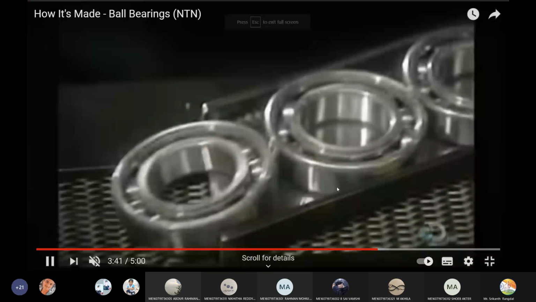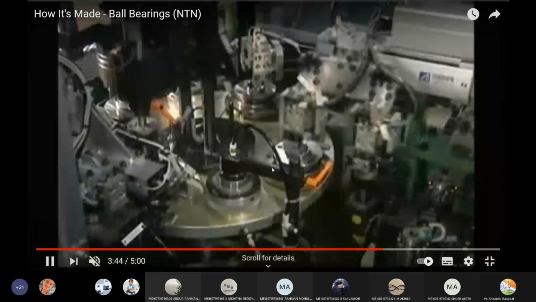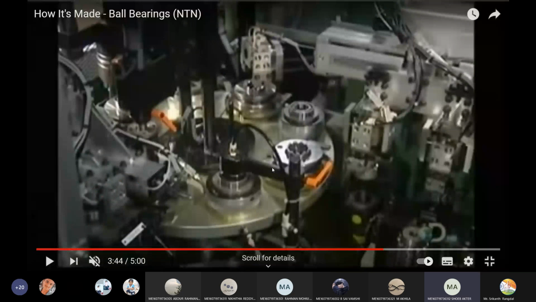So the grooves are equally spaced, sir. Yes, definitely. They have to be equally spaced. We cannot have unequal grooves. Fine. They have to be equally spaced.